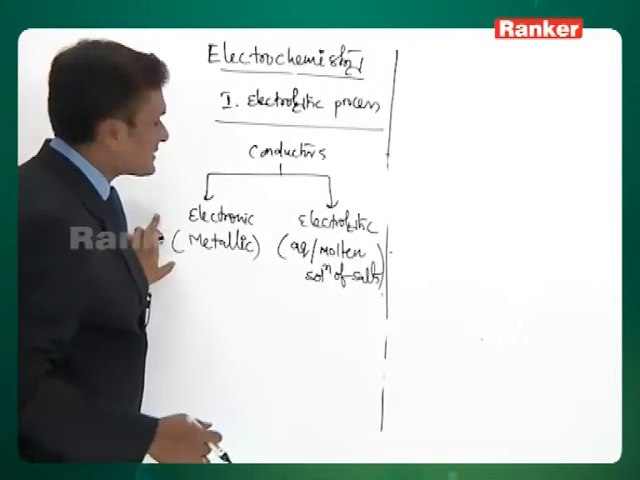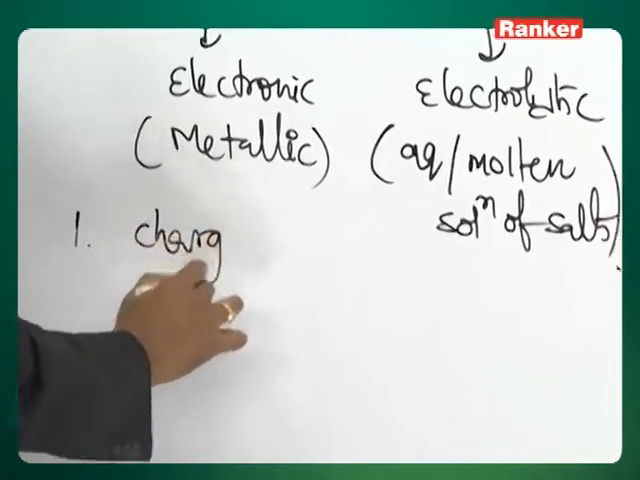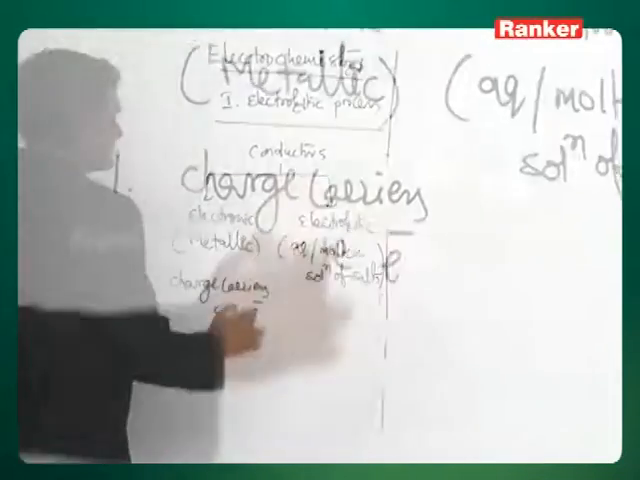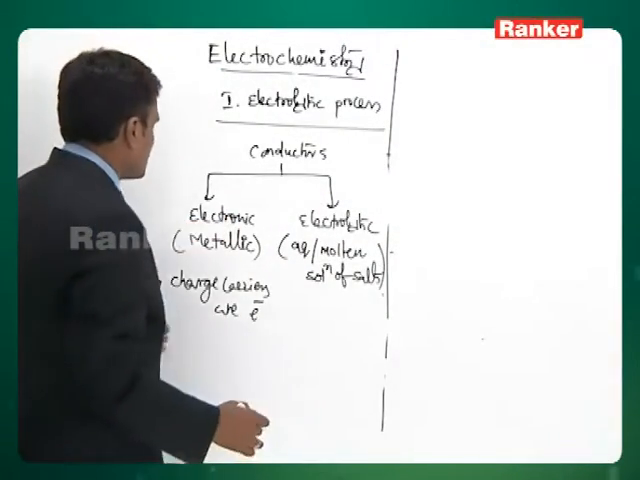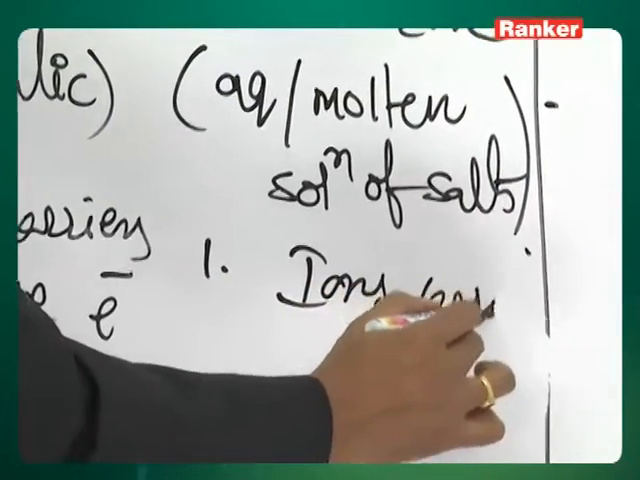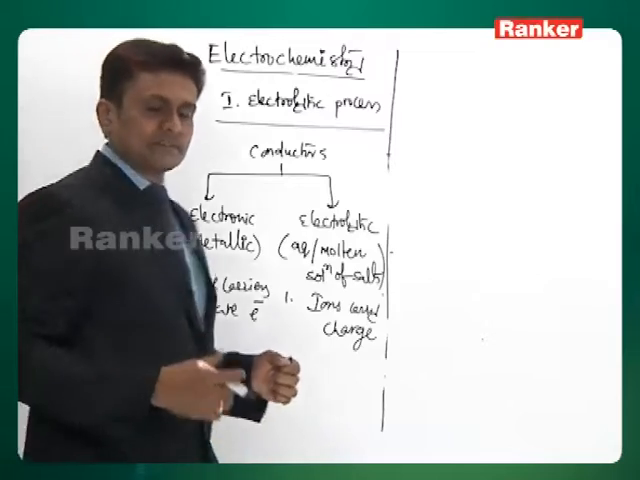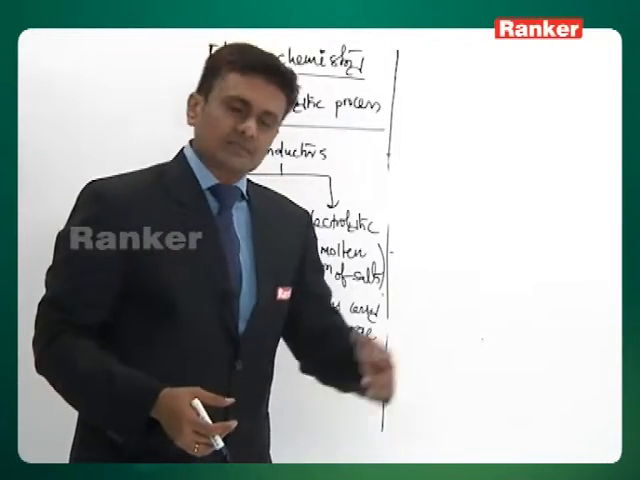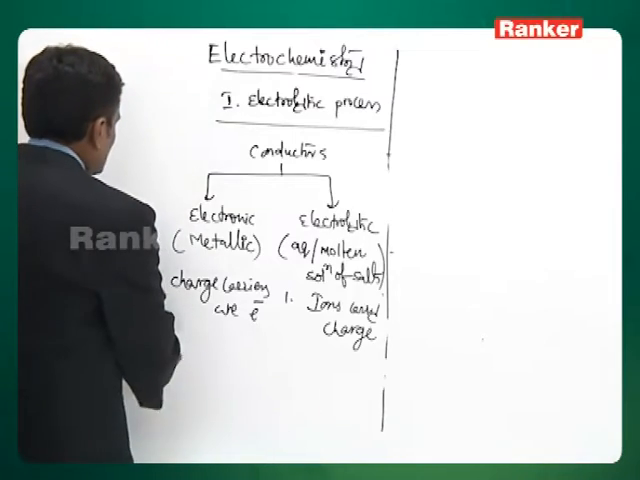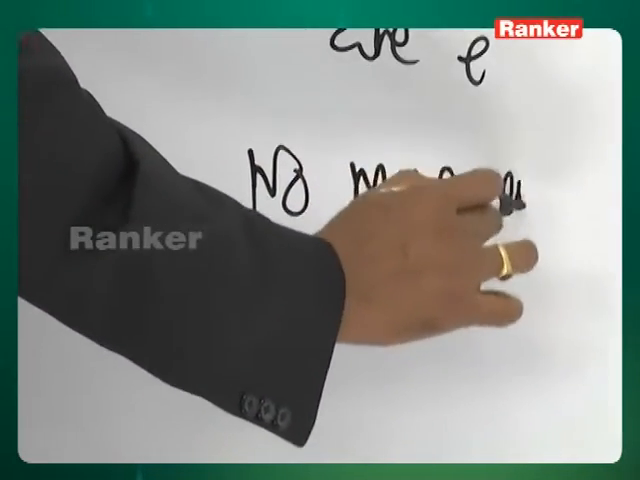Now when it comes to the metallic conductors, here we should understand that the charge carriers are the electrons. When it comes to the electrolytic conductors, the ions carry the charge. This is the basic difference between these two. Now the next point: when you take the metallic conductor, there is no movement of the matter at all.